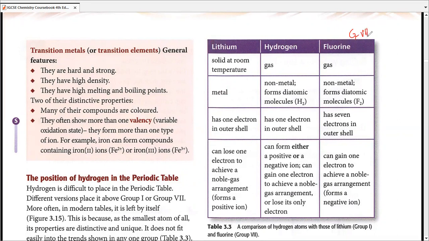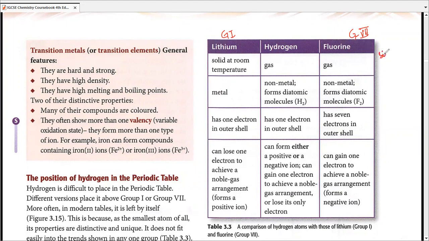7 or group 1, since hydrogen can show mixed properties of each, so that's what we try to remember. All right, let me tell you.